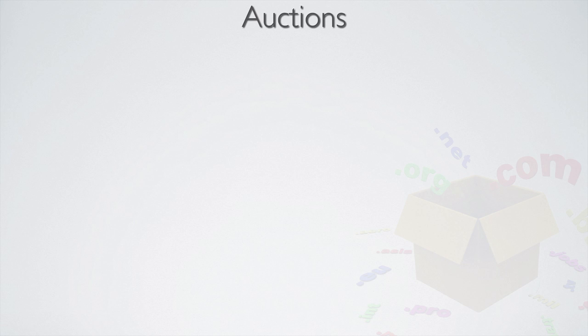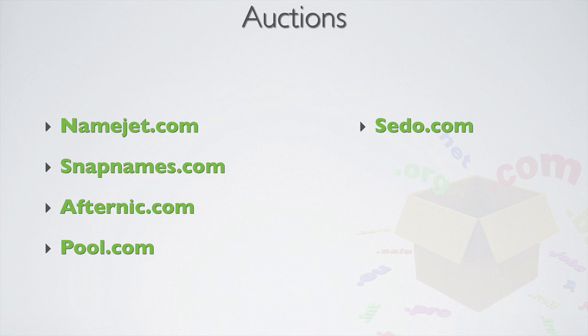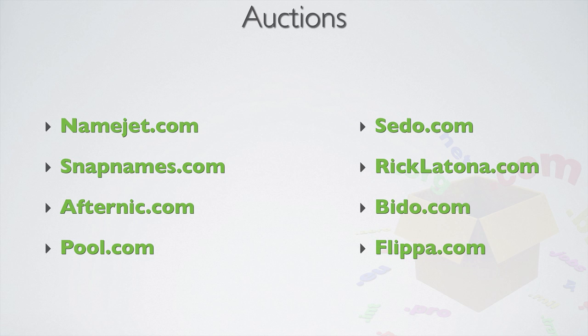So apart from GoDaddy, some of the best places to find domains are namejet.com, which is great. Snapnames.com, afternic.com, pool.com, sedo.com, or sometimes pronounced sado.com, rickylatona.com. Rick Latona's a really famous domainer and he held some really good auctions sometimes. Bido.com, and of course the famous flippa.com.